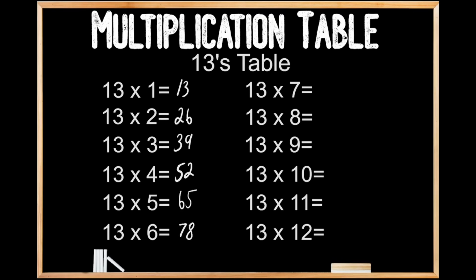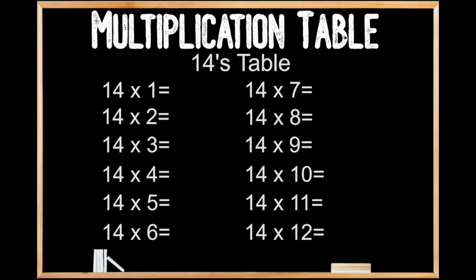13 times 7 is 91. 13 times 8 is 104. 13 times 9 is 117. 13 times 10 is 130. 13 times 11 is 143. And 13 times 12 is 156.